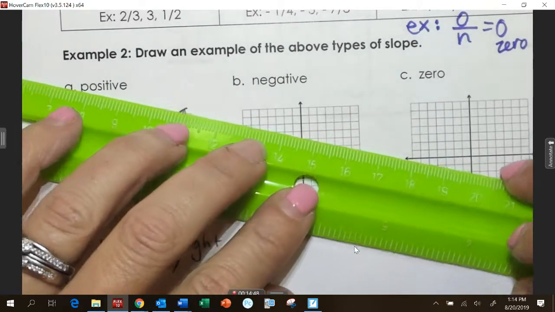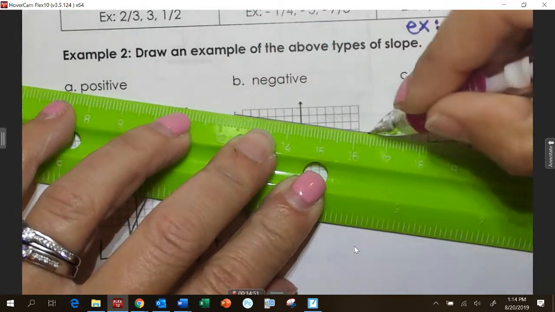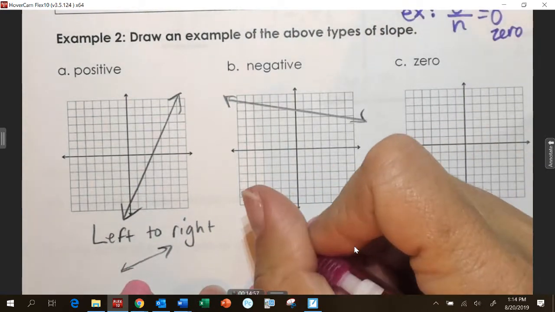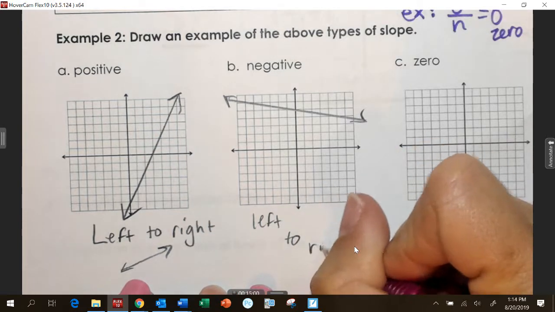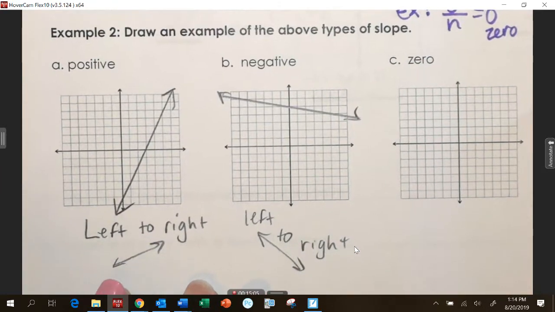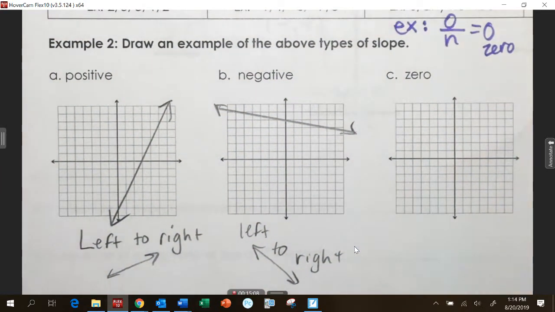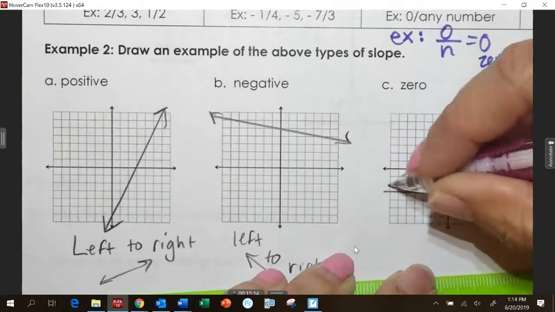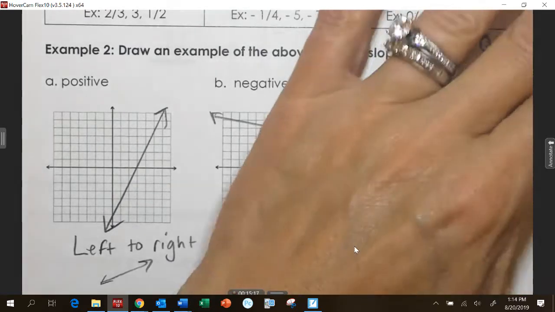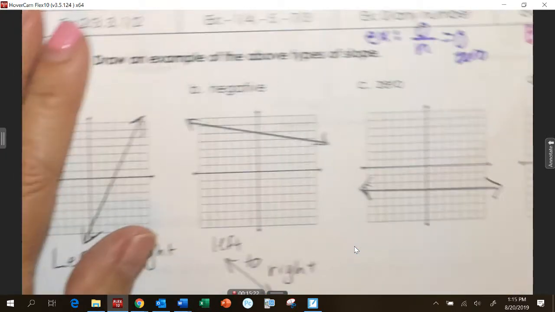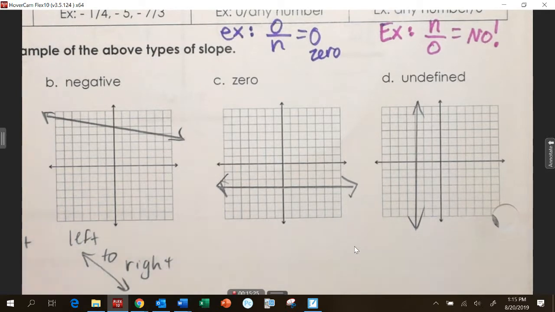Negative. From left to right, it's going down. 0, horizontal. And undefined is vertical. When you are ready to go on, turn your page so I know that you are ready to go on.